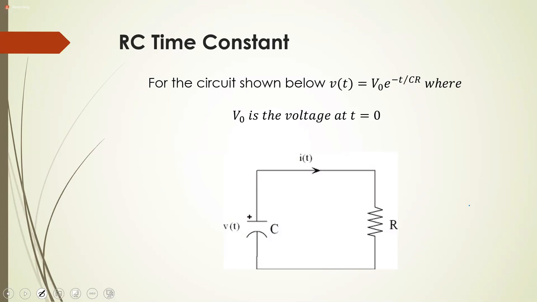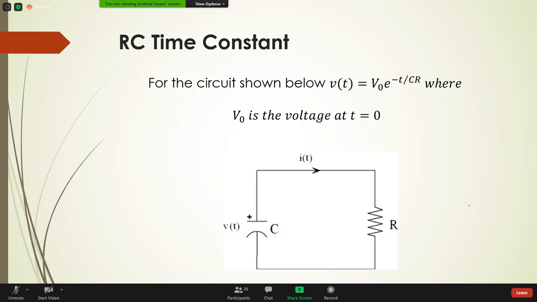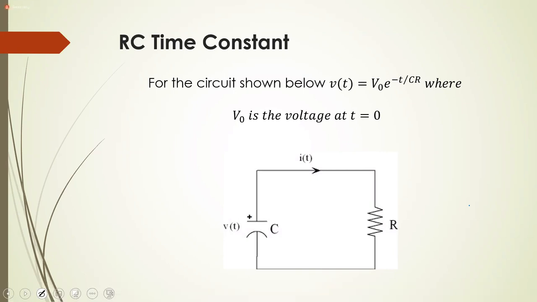All right, so we know that Vt is equal to V0 e to the minus t over CR. And we know that V0 is the voltage at t equals zero. And of course, now I'm putting in the correct direction for the current. So based on this, I haven't given you any definitions. All I'm going to ask you to do is to just take the following graph.